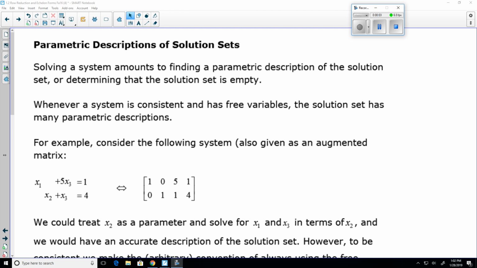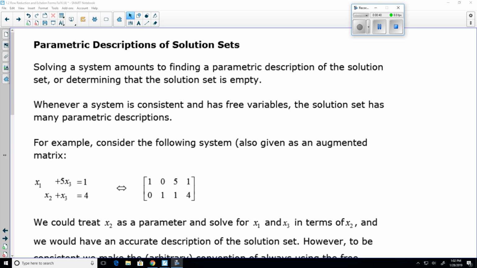So when you write a parametric description of the solution set, it means that if you have free variables, you write the basic variables in terms of the free variables. That's what we did last time. You just call that a parametric description. You could write a different parametric description based on basic variables, but it's just convention. We're always going to write the basic variables in terms of the free variables. Okay, we're just always going to do that by convention. Okay, so we're all doing the same thing.